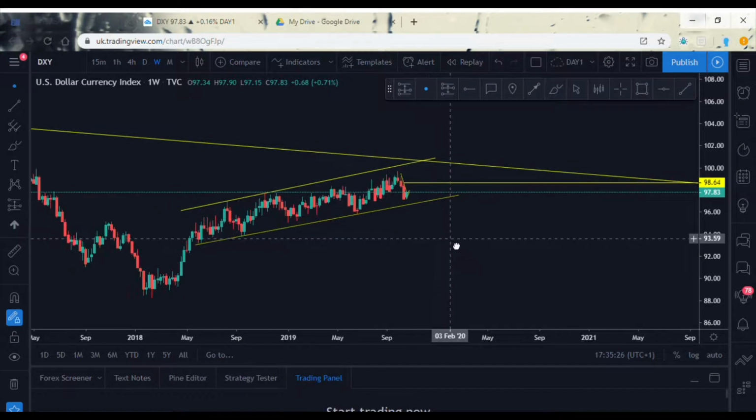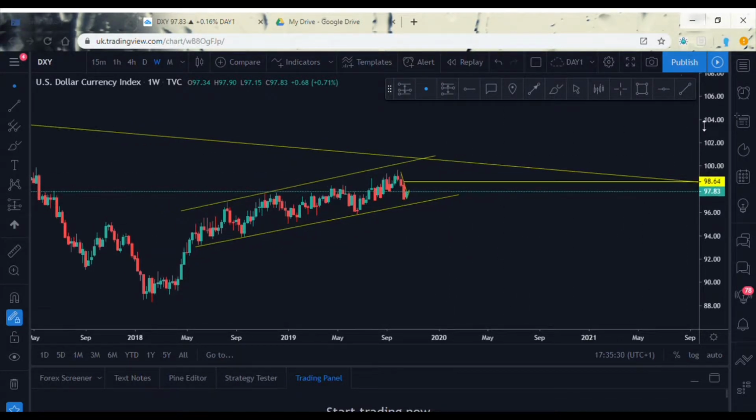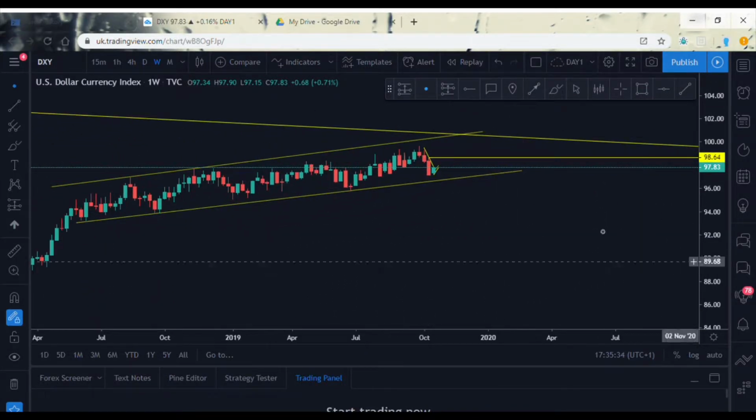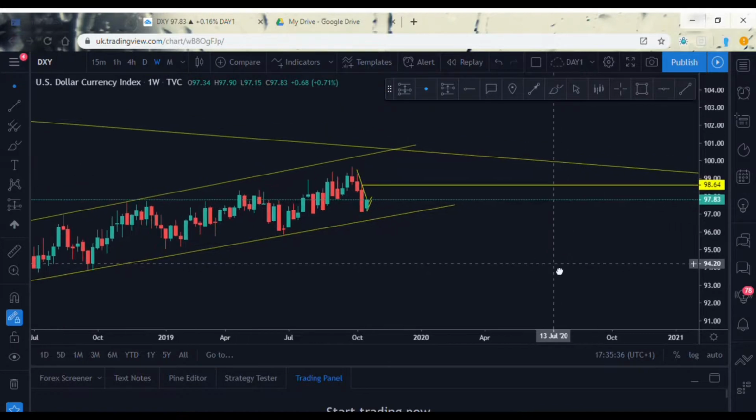So basically I'm going to be doing top-down analysis on every single pair that I'm looking at, starting with the dollar index and working through my top 6. So what are we looking at here? We're looking at the weekly time frames.